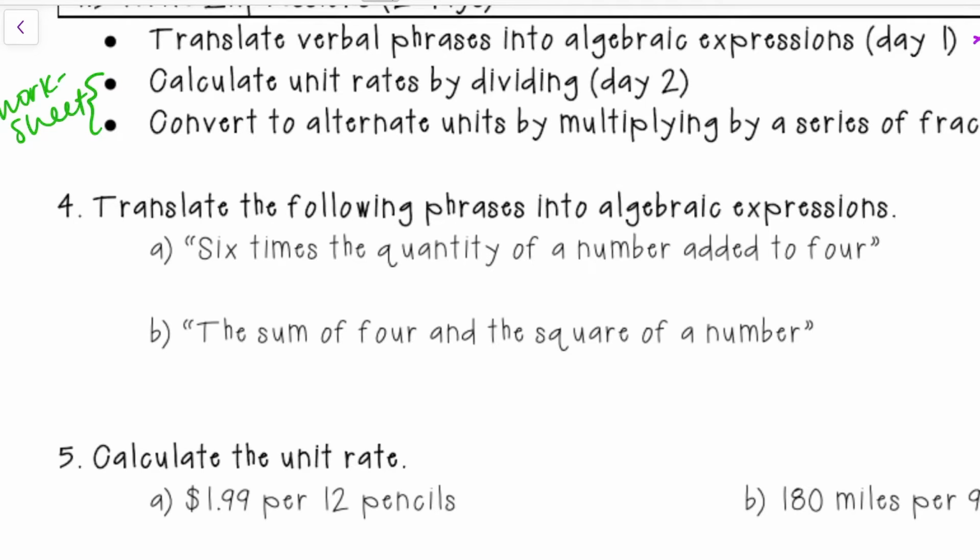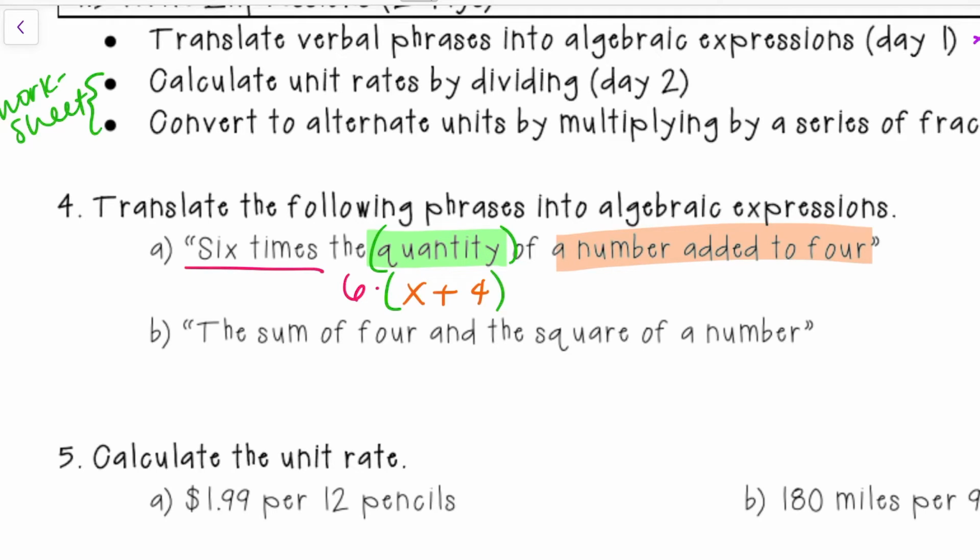6 times the quantity of a number added to 4. That helps us notice 6 times, so we've got 6 and we've got multiplication. Then we've got the word quantity. Quantity told us parentheses. So we're taking 6 times something in parentheses. And then we've got a number added to 4. If they don't give us a variable, I usually pick x, but you get to pick your own. A number added to 4.